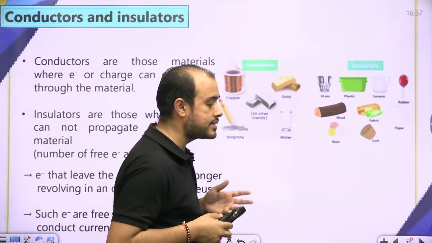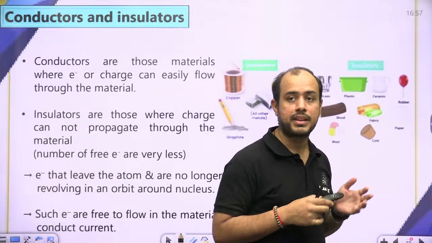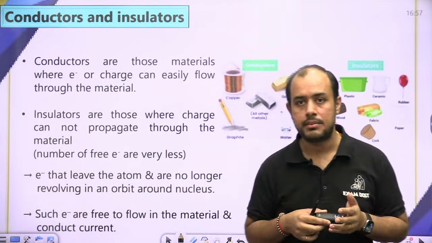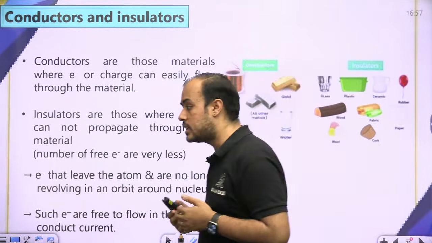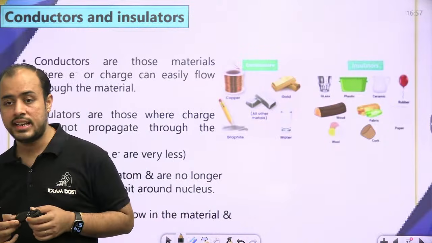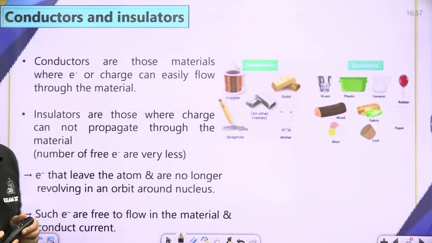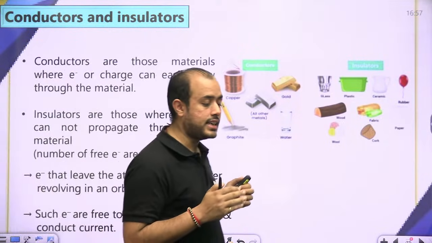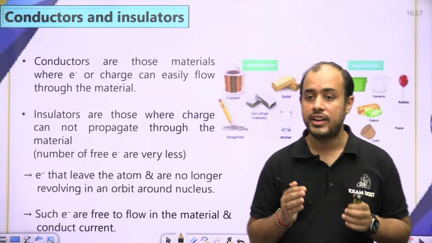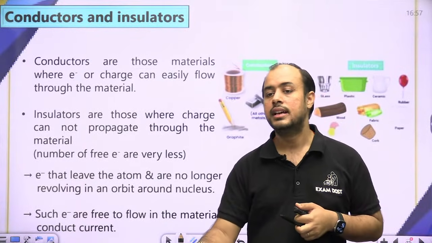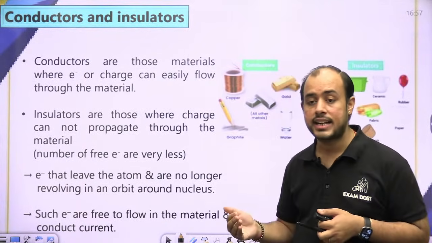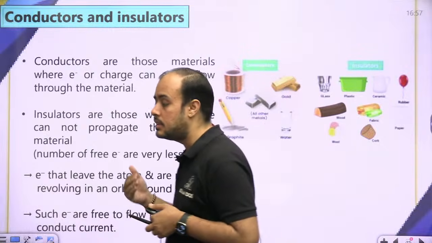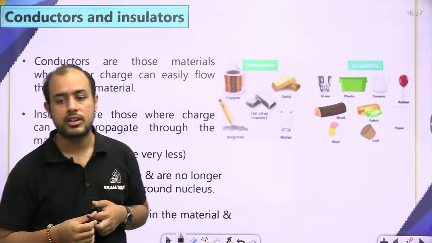The electrons which have left the atom and can now freely flow through the material. While in an insulator, these free electrons are very, very few, and hence you cannot see the current in an insulator. Okay. So basically free electrons are those which at room temperature can be ionized from the atom, can come out of the atom and can help in the flow of current.